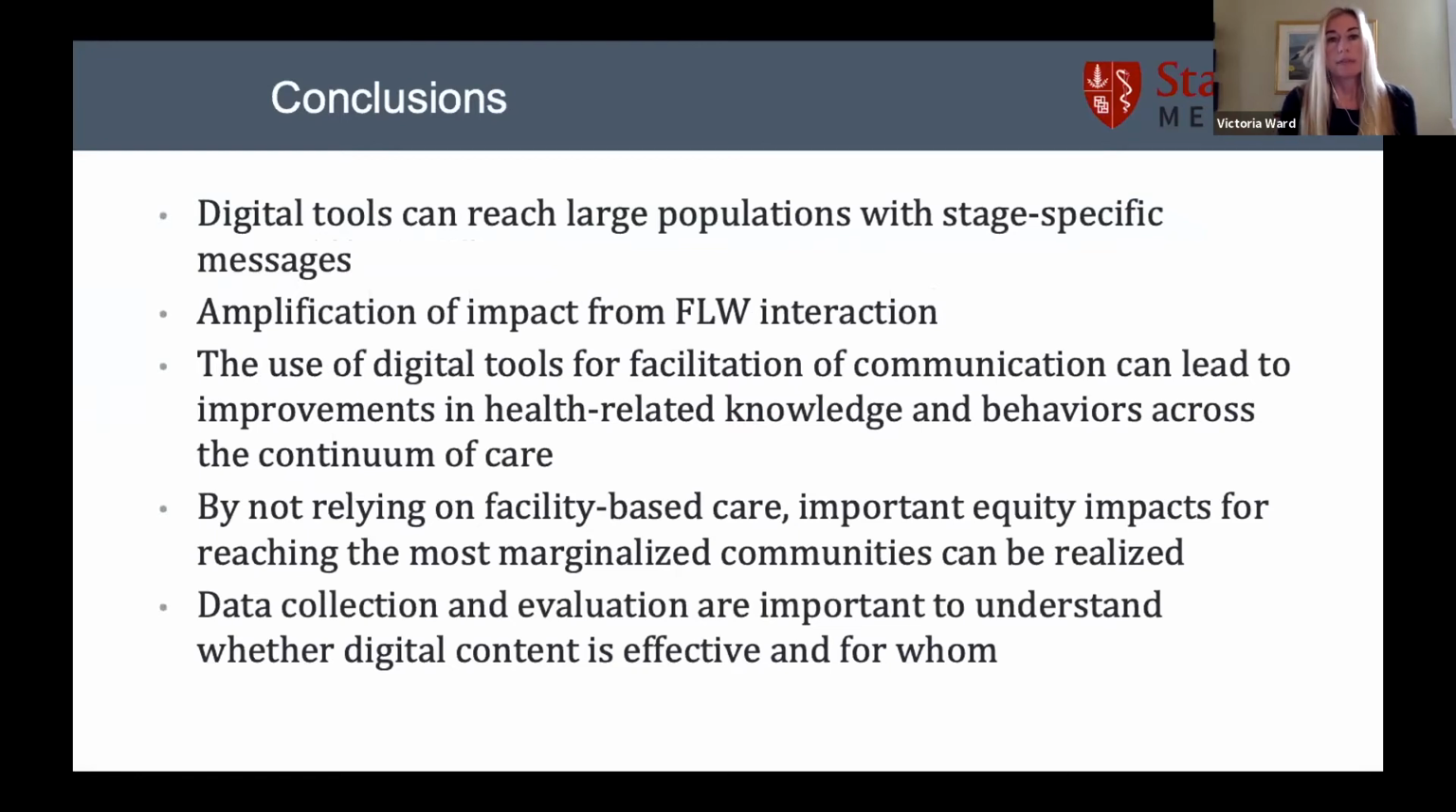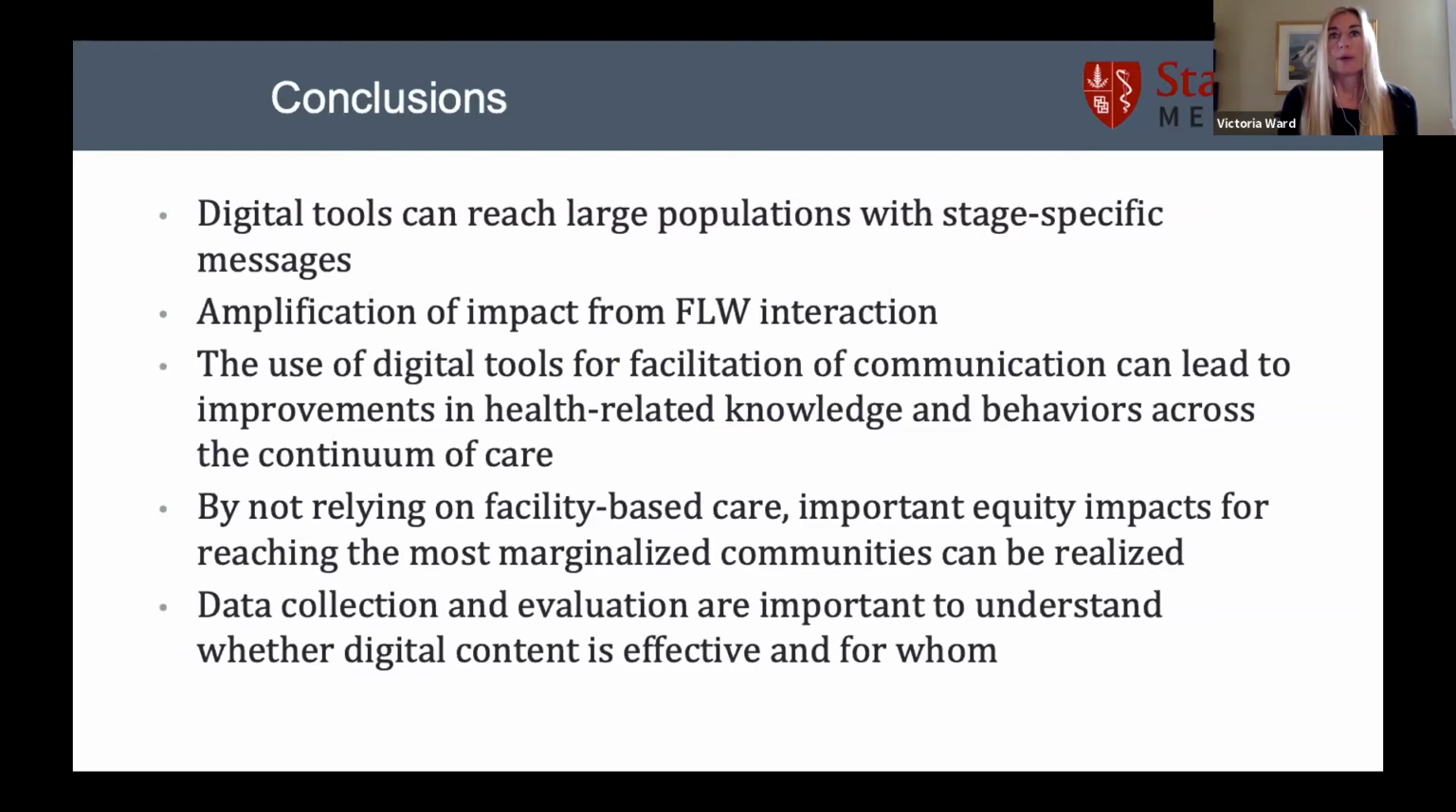But all that to say that what we see overall here is that either digital tools or mHealth tools can significantly amplify the impact from any frontline worker or healthcare provided message. We know that this can benefit disparities and access issues, and by not relying on facility-based care and being able to deliver those messages directly to women, we can really meet the most marginalized communities where they're at.